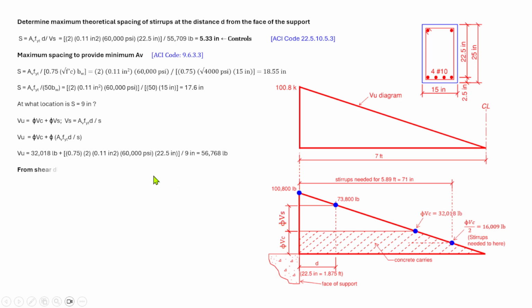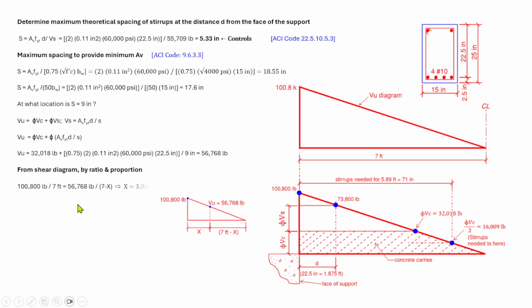So to calculate the location of the shear from the face of the support, we need to use the ratio and proportion. So if we have this one here, which is similar to this triangle, 100,800 is to 7 feet, so we have 56,768 pounds is to 7 minus x. So we have this equation here. Then we have the unknown x.